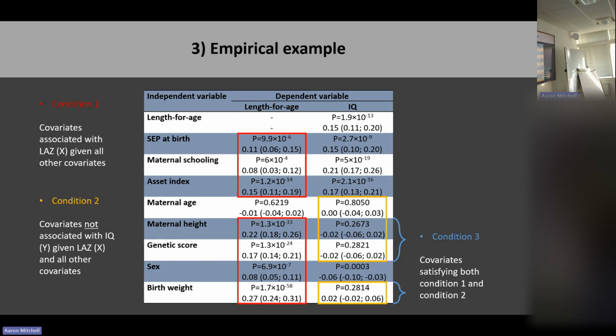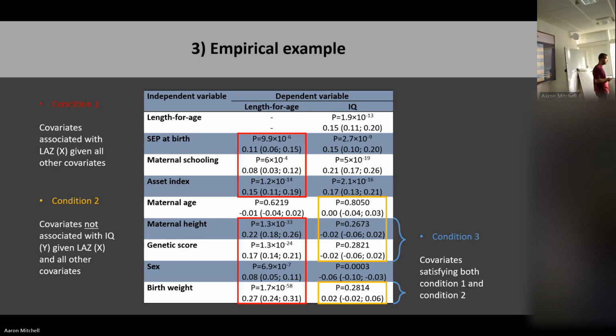So let us check condition 2. What was condition 2 again? We wanted to identify covariates that are not associated with the outcome, which is IQ, given the treatment, which is length for age, and all other covariates. In our example, this coefficient is for the treatment. So out of the 8 covariates, 4 of them satisfied condition 2. Of course, there can be a discussion about statistical thresholds and all that, but keeping it simple for now, we would have 4 covariates satisfying condition 2. And what was condition 3? Check for overlap. So we have those 3 covariates satisfying both condition 1 and condition 2. So our theorem would imply that our covariate set is valid.